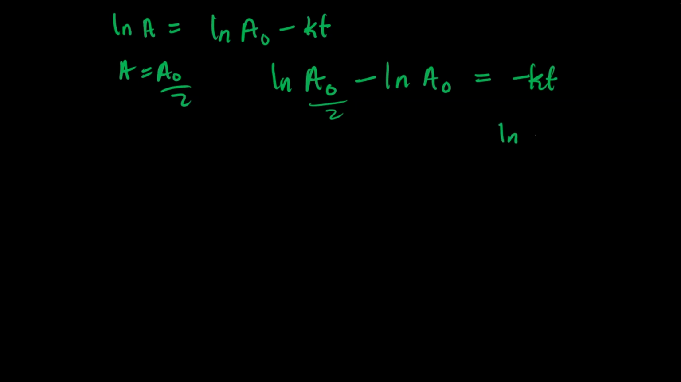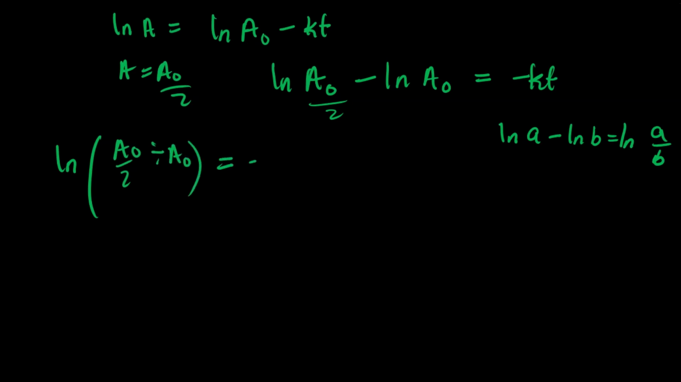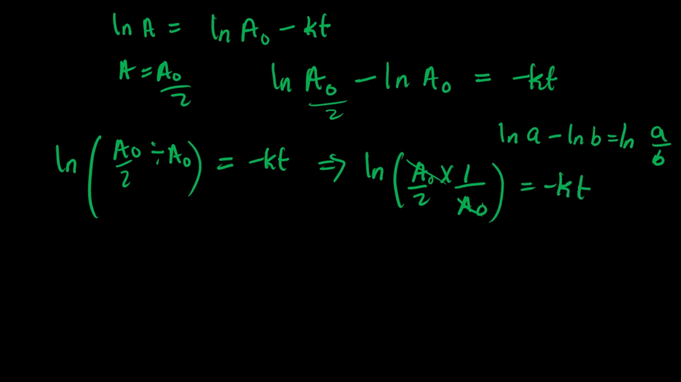Now we know from logarithm that when we have ln of A minus ln of B, this is equal to ln of A divided by B. Applying that here, we would have ln of A naught over 2 divided by A naught, and this is equal to negative KT. Now this is the same as ln of A naught divided by 2 times 1 over A naught, right? So A naught would cancel out, and we'll be left with ln of 1 over 2 is equal to negative KT.